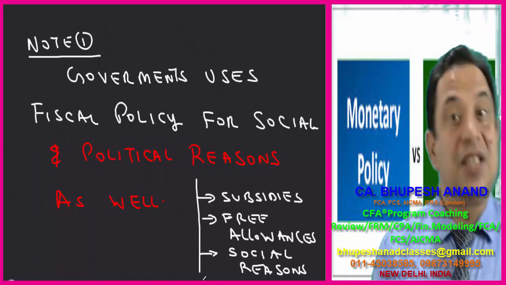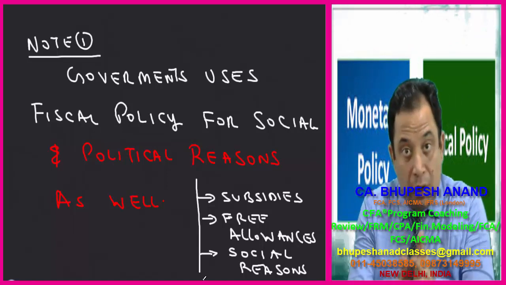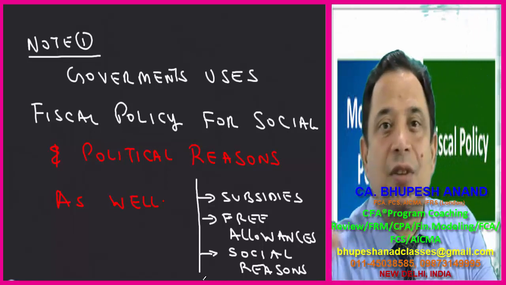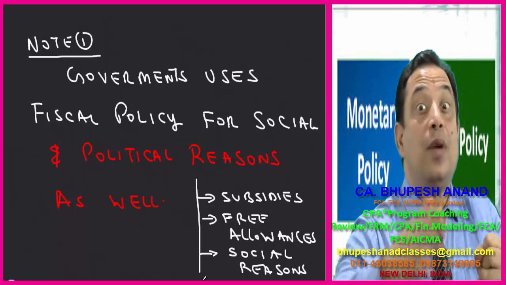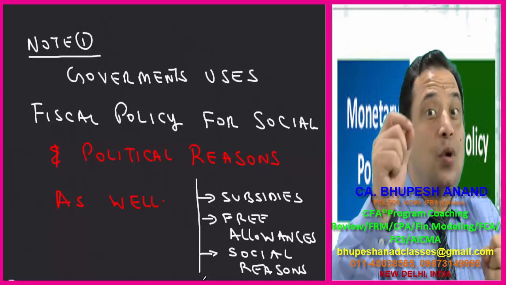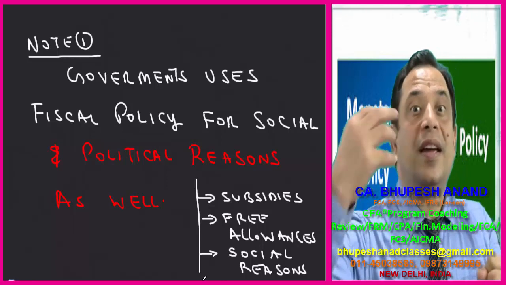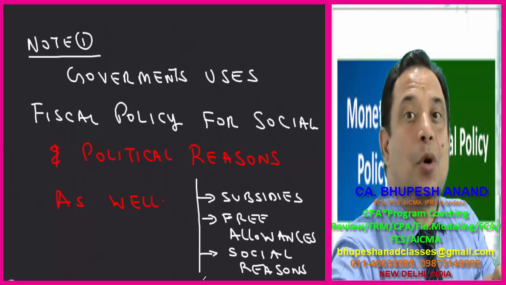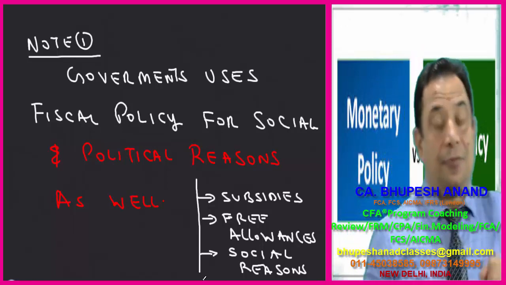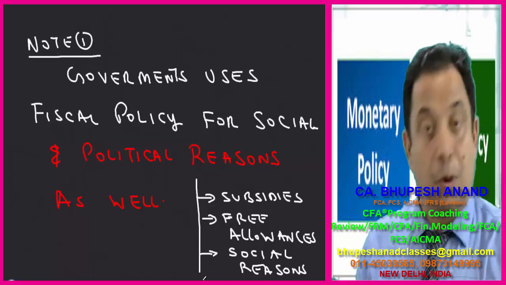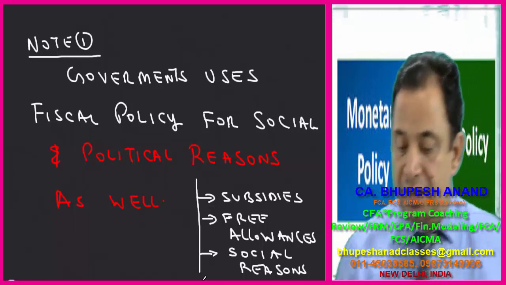So how can it be achieved? Government uses fiscal policy, because I have just told you that fiscal policy is more related to the government. Sometimes government uses fiscal policy for political benefits also, mostly in the year prior to elections. If you look closely, there will be huge free allowances and free subsidies, because they want to give an incentive to the public so that they are happy, motivated, and give their vote in the next year. So fiscal policy can also be used for social and political reasons. That is my note number one: government uses fiscal policies for social and political reasons as well.